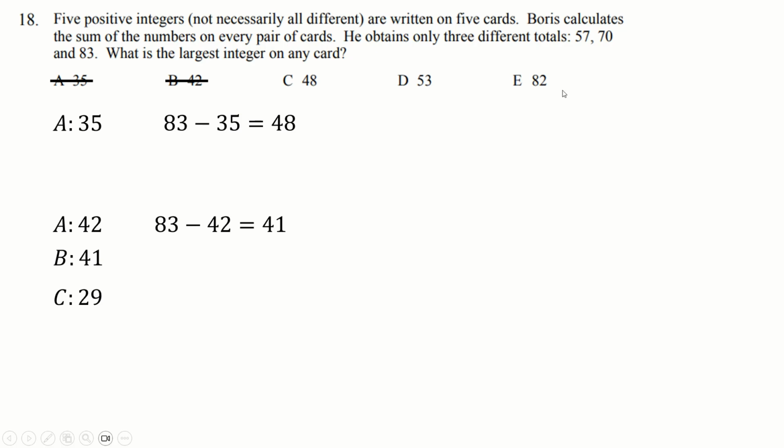Skipping to 82, that's the next easiest to get rid of, because if a card is, of course, 82, that just means all the other cards have to be 1 to try and make an 83, and the whole thing just breaks down straight away.